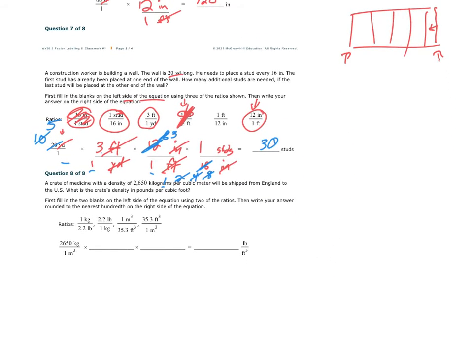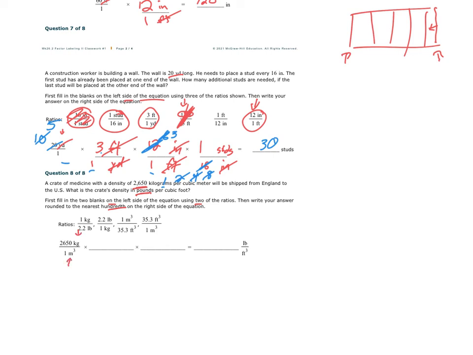Let's do another one like that. A crate of medicine with a density of 2,650 kilograms per cubic meter, you see it over here, will be shipped from England to the US. What is the crate's density in pounds per cubic feet? See over here we have pounds per cubic feet. First, fill in the 2 blanks on the left side of the equation using 2 of the ratios. Then write your answer rounded to the nearest hundredth on the right side. Okay, there'll be a calculator for this. Okay, this is a little higher value. I'm not going to assign this in your classwork, but I do want you to watch and do this.